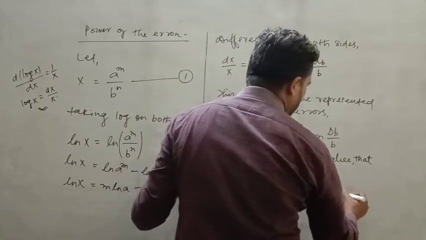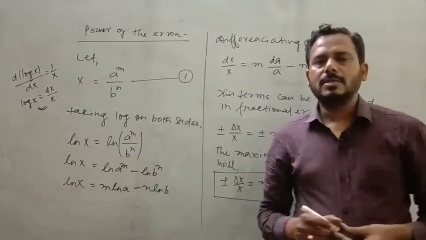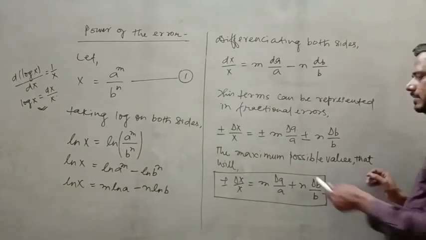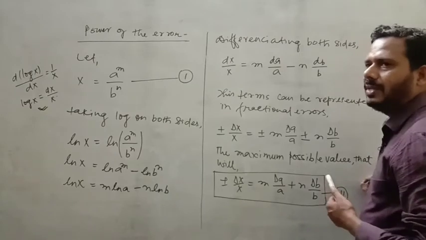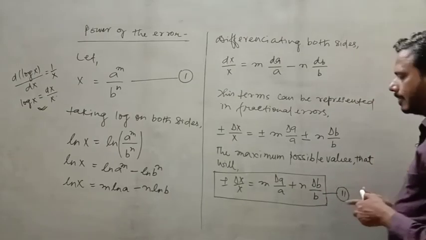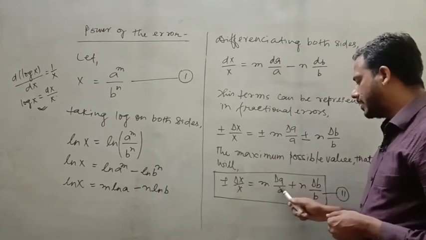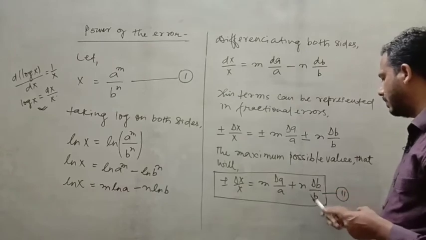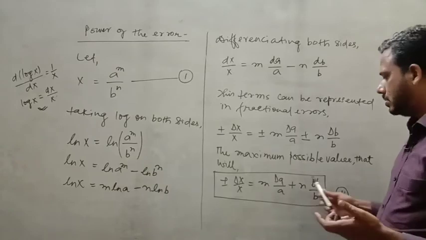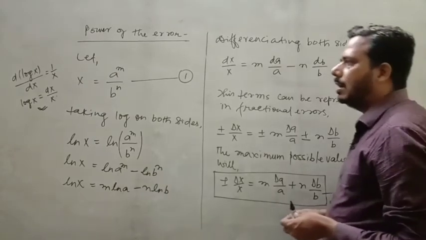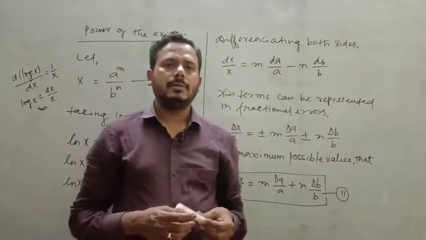Alright. So now we can see that this result is just like the one for product and division of errors. The difference is only that whatever your power is, it is multiplied by this fraction, and the second power is also multiplied by that fraction. So now this is your result, and now we can take an example question.